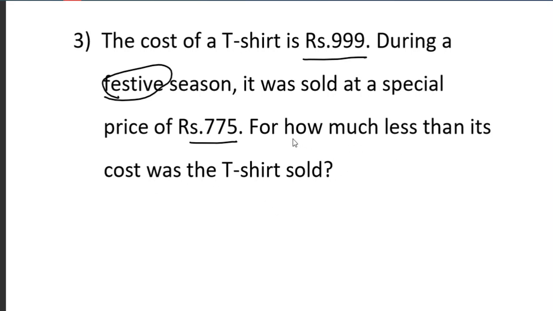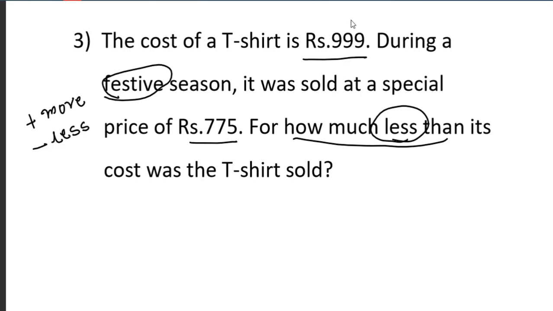So what is he asking? How much less than? The important thing is less than. So how do you get less than? Addition means more. So less, how do you get it? By subtraction. Okay children, which operation do you have to do here? We have to apply subtraction. What is the first step? In subtraction, what is the minuend? Minuend is always the bigger number. So here 999 is the minuend.